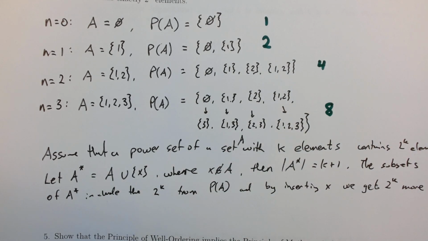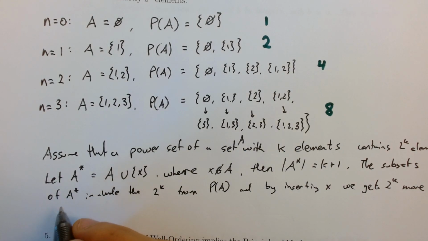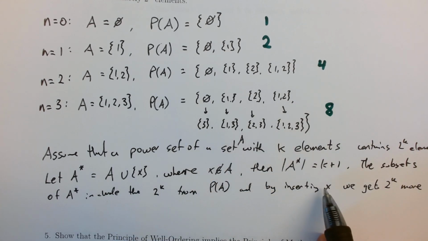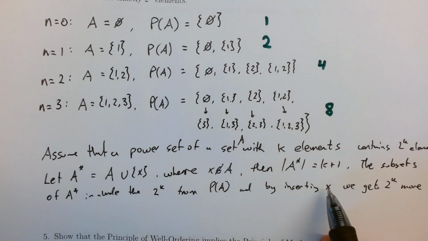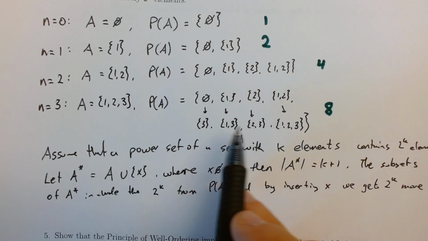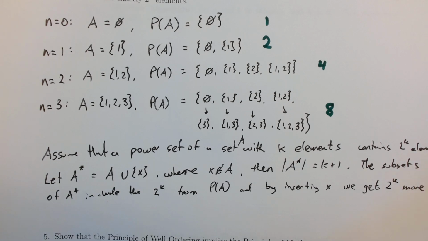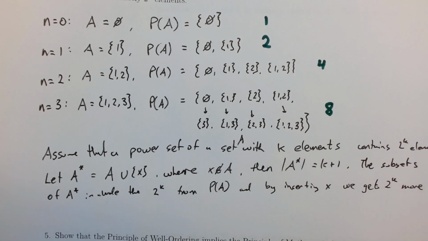And you can work backwards. You could say, and any subset of A star would either have x or not have x. So if it doesn't have x, it's one of these 2 to the k from A. And if it has x, then if you remove it, then what you are left with is one of those. Like if you remove 3 from each of these, you get back to one of these. So it has exactly 2 to the k plus 2 to the k.